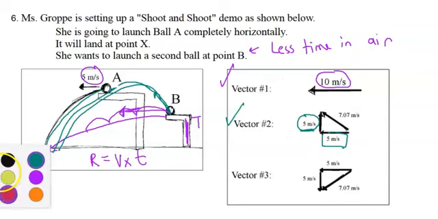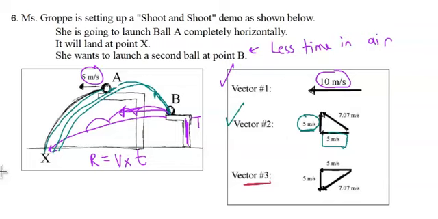But this is absolutely not going to work because I'm launching it down, and that means I'm going to help it hit the ground sooner by sending it towards the ground, and then gravity is going to help me out even more. And so there's no way I'm going to fall way short because I'm only going forward as fast as A, but I'm going to hit the ground much too soon. Okay, so vector 3 is not an option.